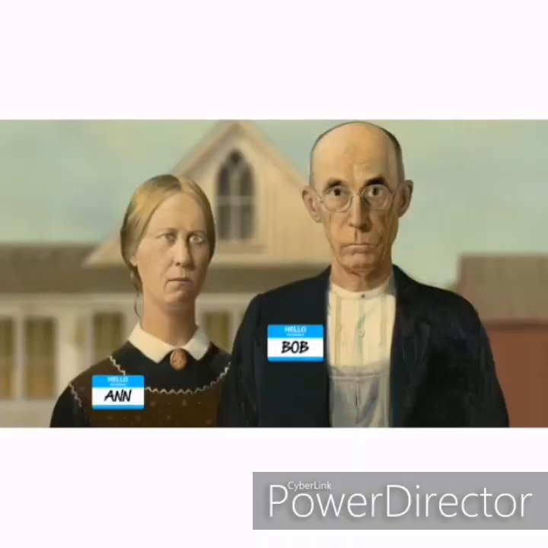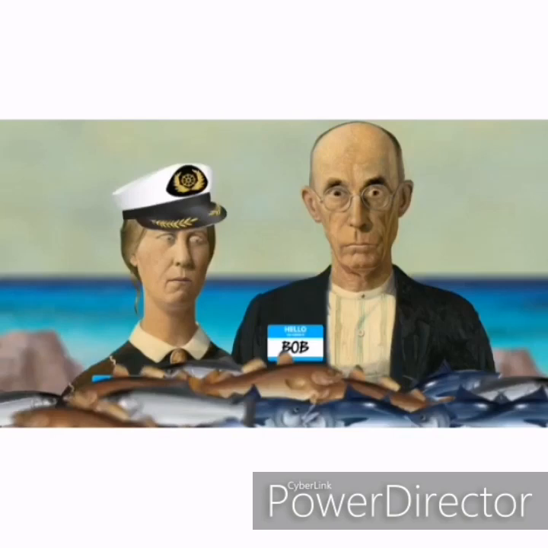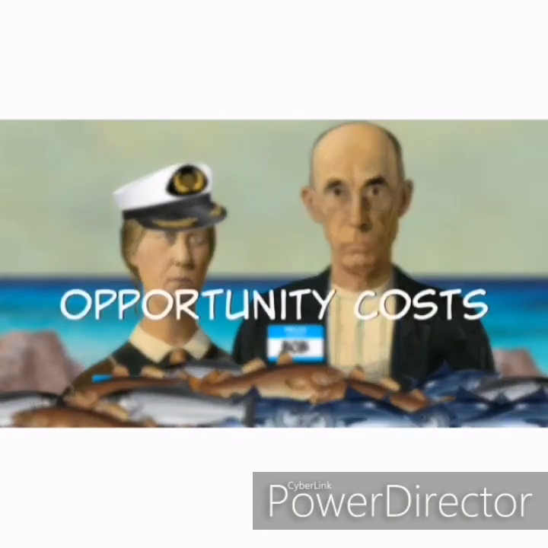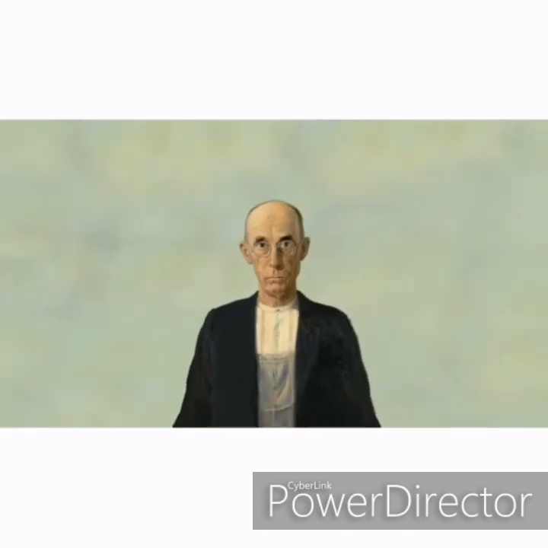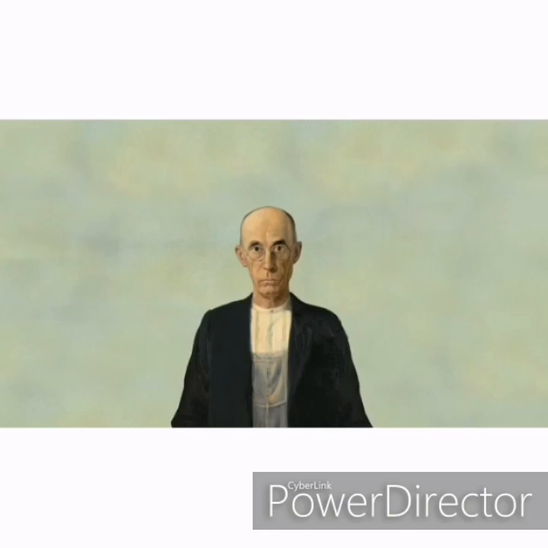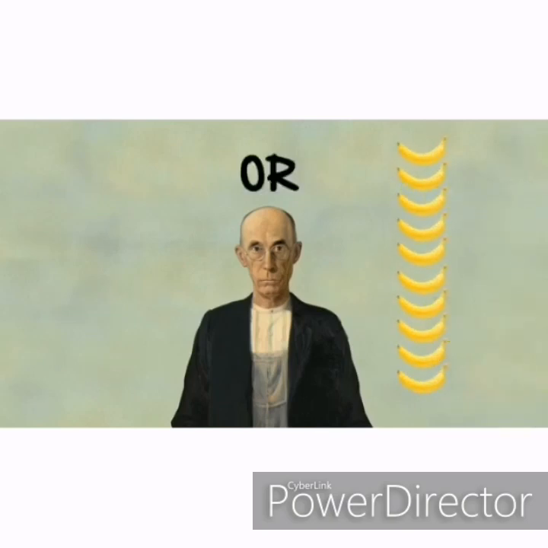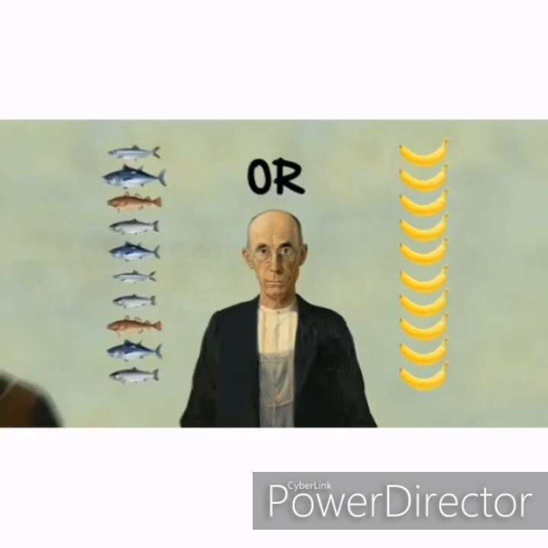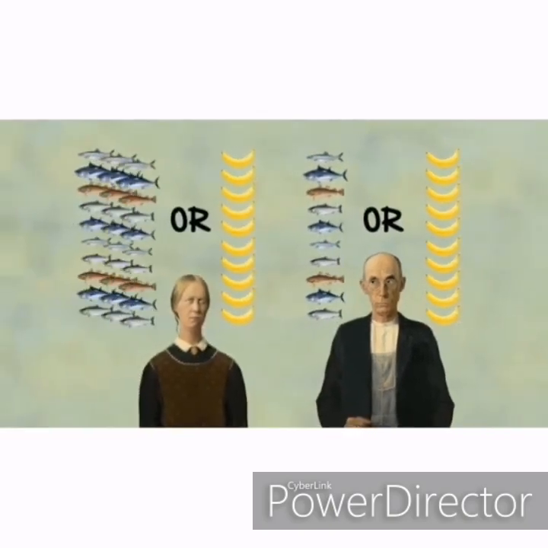Bob and Ann produce just two goods, bananas and fish. Because of the concept of opportunity costs, Ann and Bob are worse off when they try to do everything themselves. Here's what Bob can do if he spends all of his time producing only one good. Bob can either gather 10 bananas or catch 10 fish, and Ann can either gather 10 bananas or catch 30 fish.